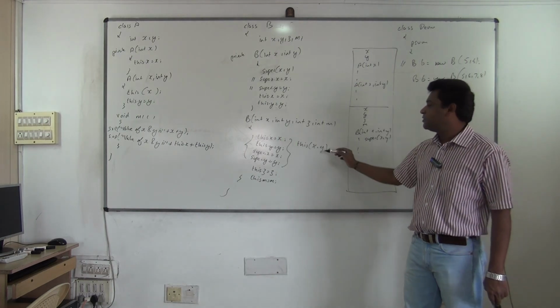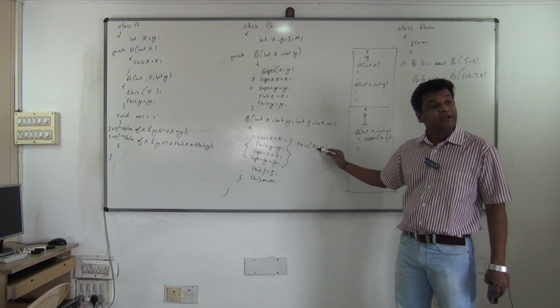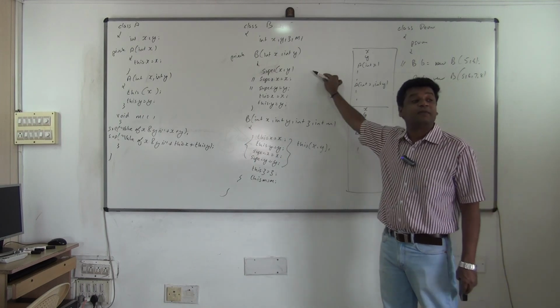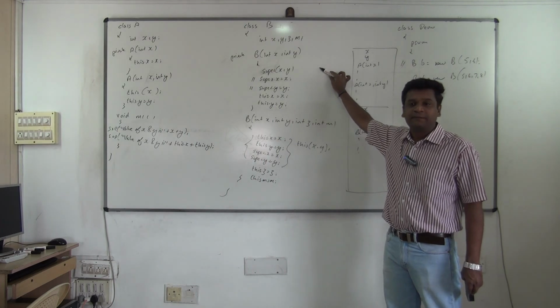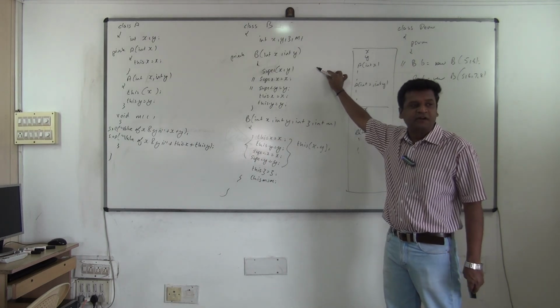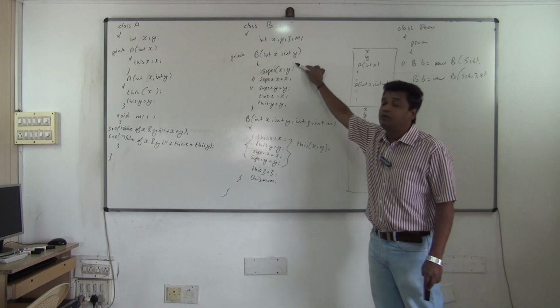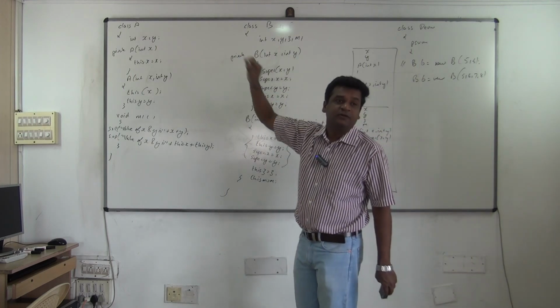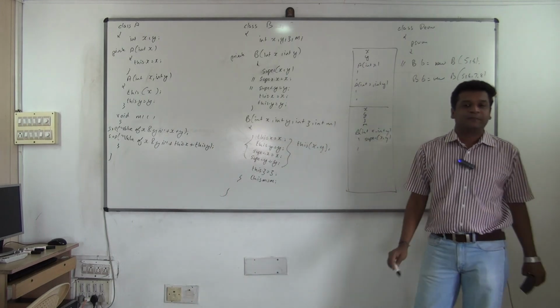Or the other option would have been what? This of XY. What will this of XY do? It invokes the constructor in the same class. Which one? B. The first constructor will invoke. So the values of X and Y will be given to B. What will B do now? It will send the values to the superclass. Like this, chaining will go on now.